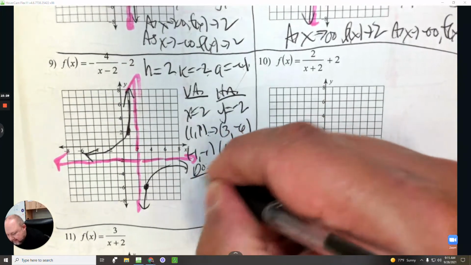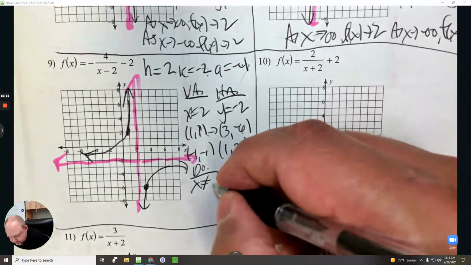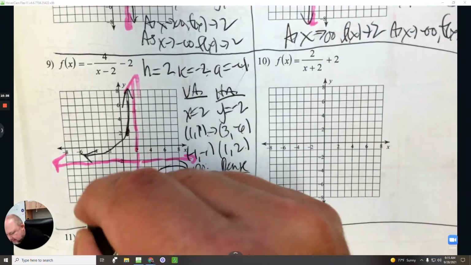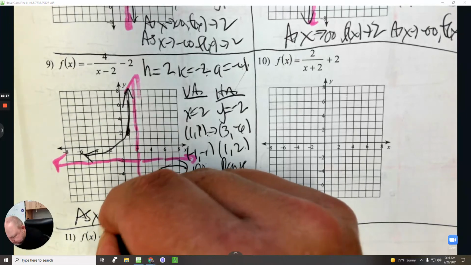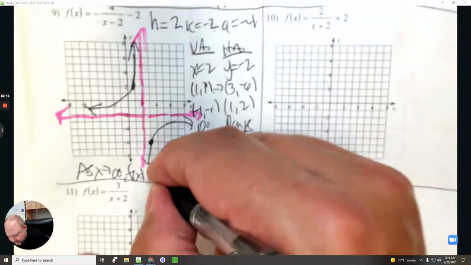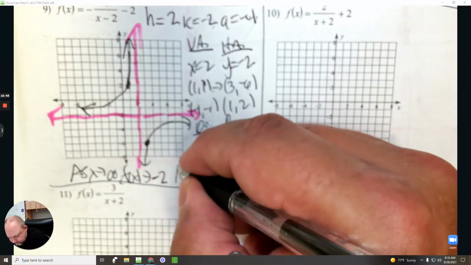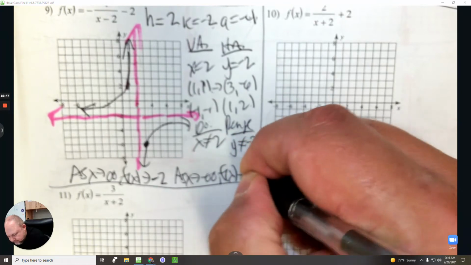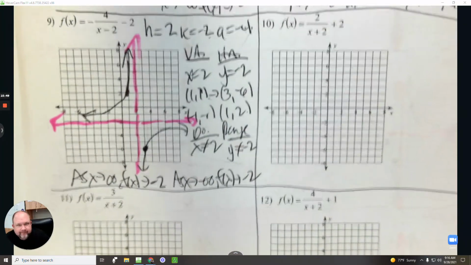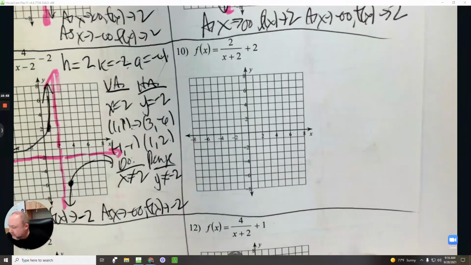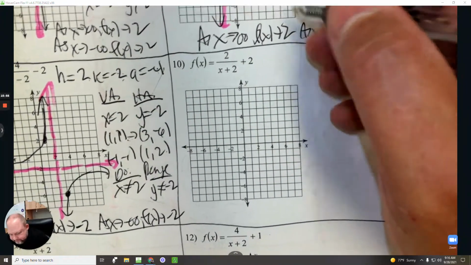The domain, x cannot equal 2. The range, y cannot equal negative 2. And then the end behavior. So the end behavior is going to negative 2. Done. All right, number 10. Again, press pause. You first, then press play.